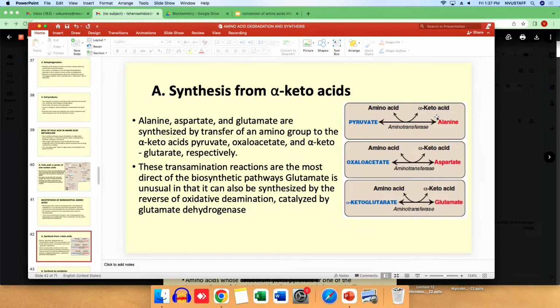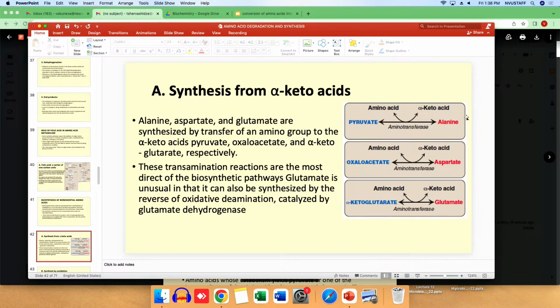The important enzyme involved in the process is aminotransferase, and this aminotransferase has a special name. It's called alanine aminotransferase because it works on alanine specifically. We have different aminotransferases. If we know the substrate it works on, then it has a special name. So alanine aminotransferases work on alanine specifically, and they are found in human liver.